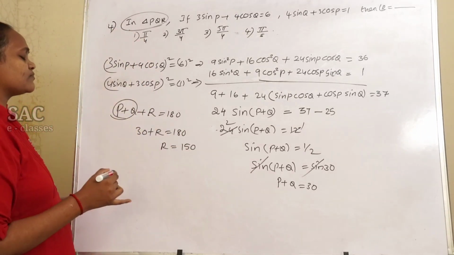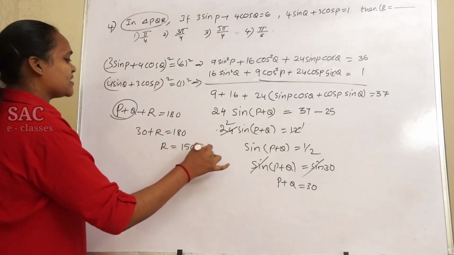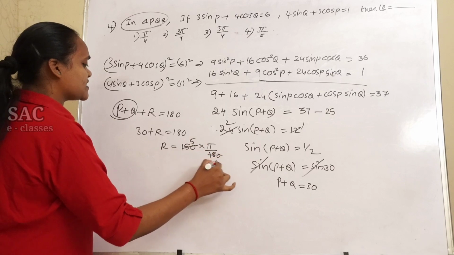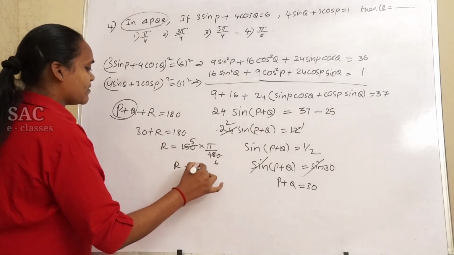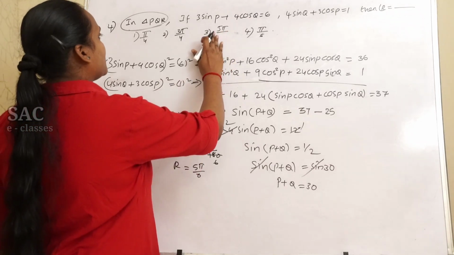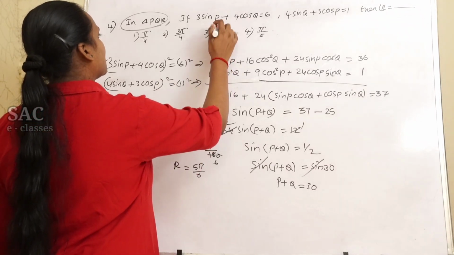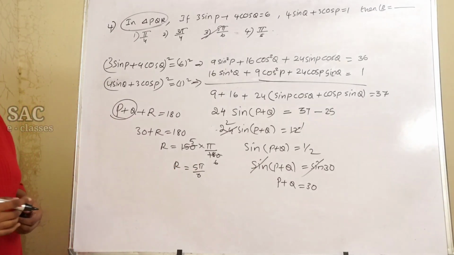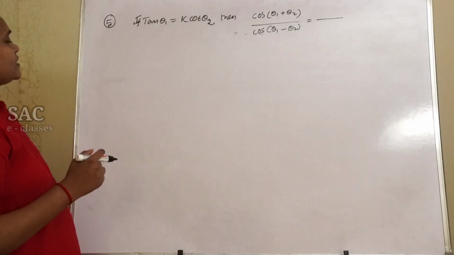Convert this one in terms of radians by multiplying with pi by 180. 5 times and 6 times. R is equal to 5 pi by 6. Then the answer is 5 pi by 6. Option C. Let us move to the next problem. Now look at the fifth problem.